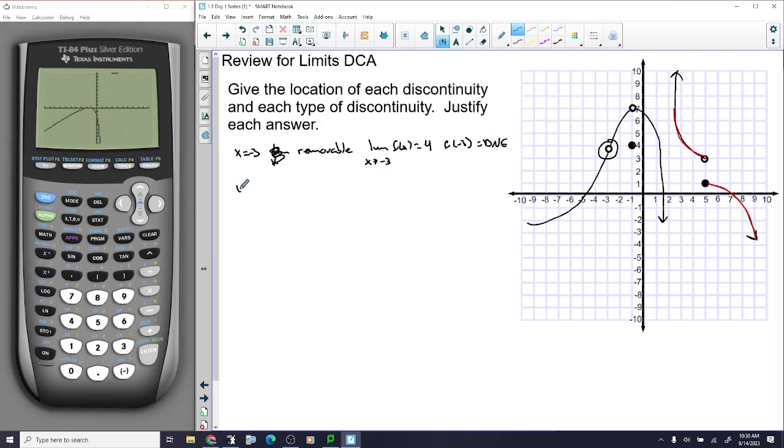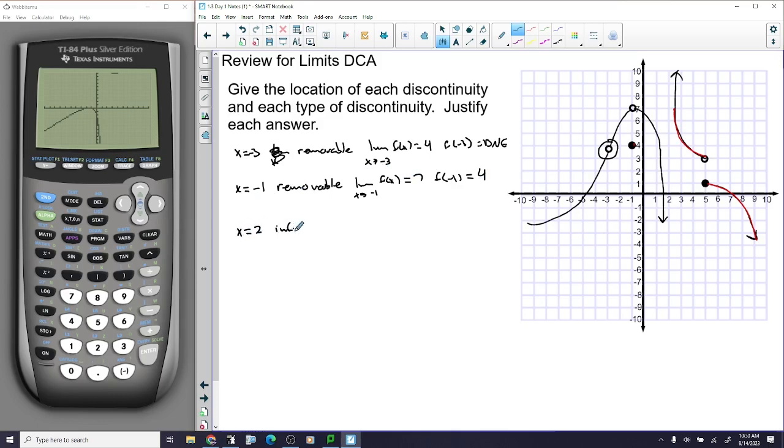How about x equals -1? This is also removable. The limit as x approaches -1 of f of x is equal to 7, and f of -1 is equal to 4. So those are not the same. That's a removable discontinuity.